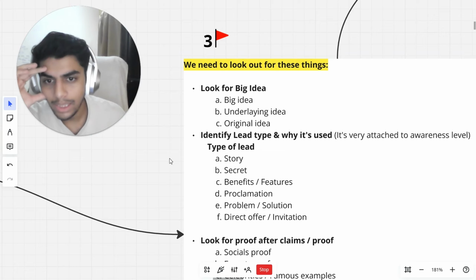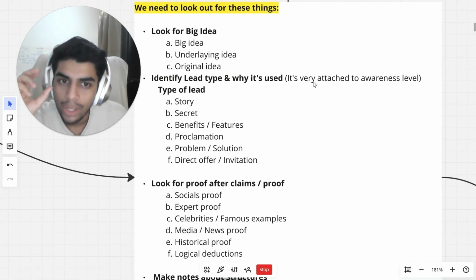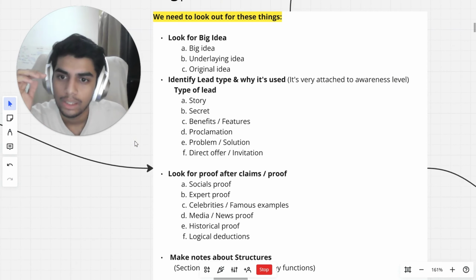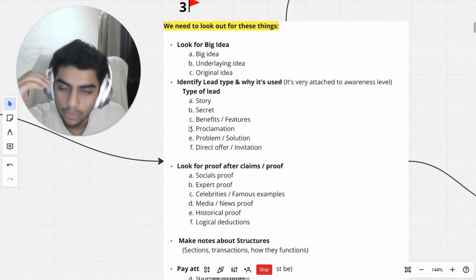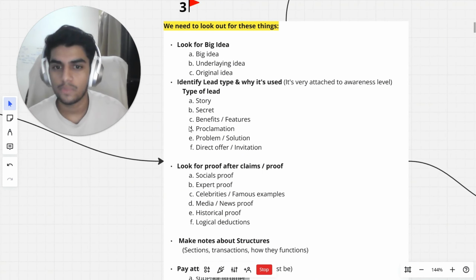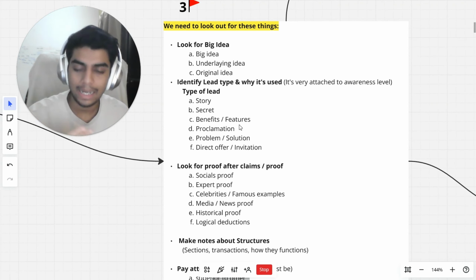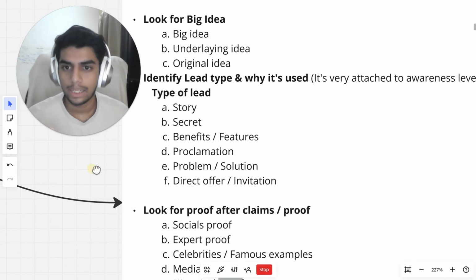Okay, next thing, identify the lead type and why it's used. It's very attached to awareness level. I will explain what awareness level is, but again, you just write it down. All right, you don't need to worry about why I'm showing you this. If you are getting confused, don't worry about it. I will show you exactly what needs to be done. So awareness level, I will talk about it in a second.